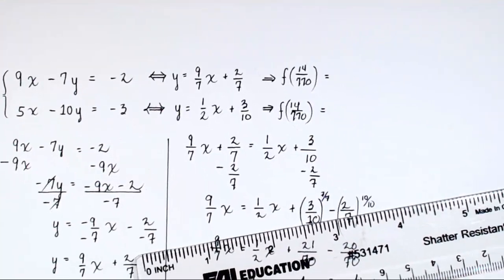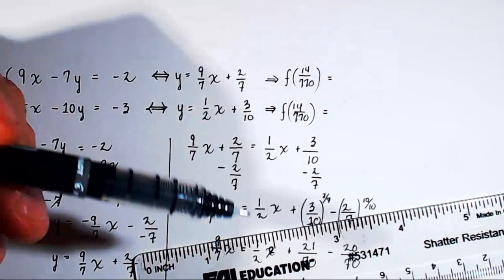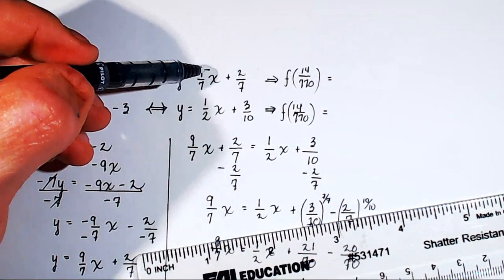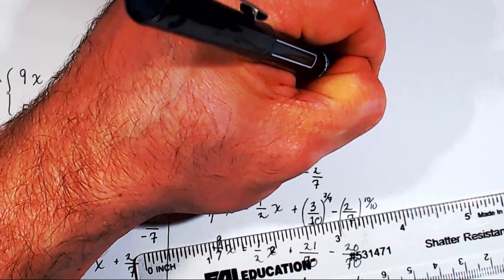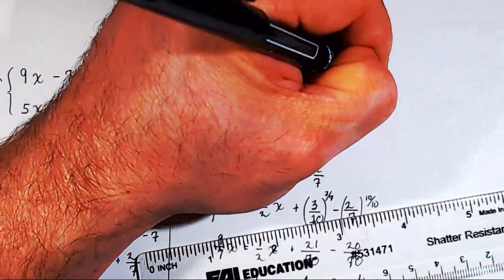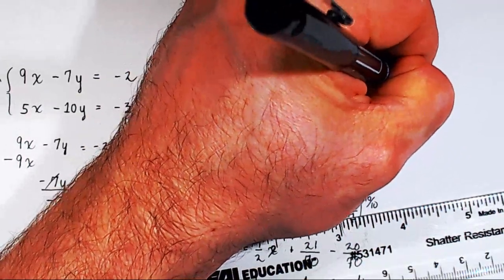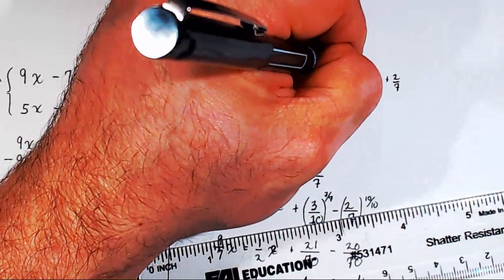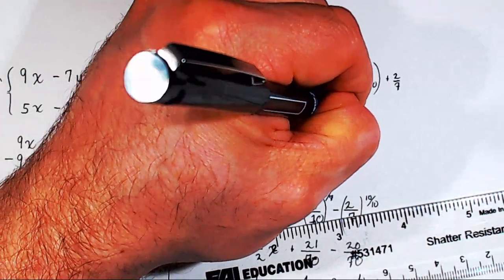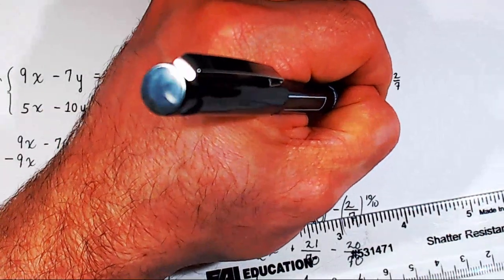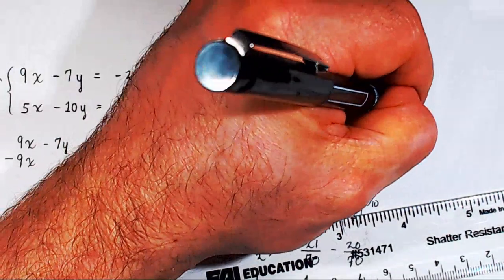Both these equations should solve to the same y value. I'm just putting it in functional notation because what we're going to do is plug in 14/770ths in for x. So I'll say, well, this is 9 over 7 multiplied by 14 over 770 plus 2/7. Okay, this gets done first. Now, on the bottom equation, I have 1/2 multiplied by 14 over 770 plus 3/10.